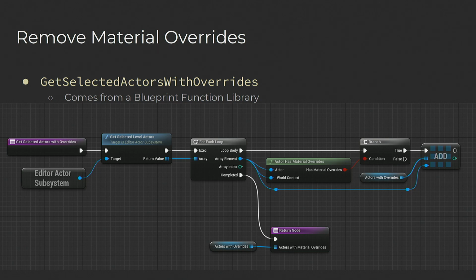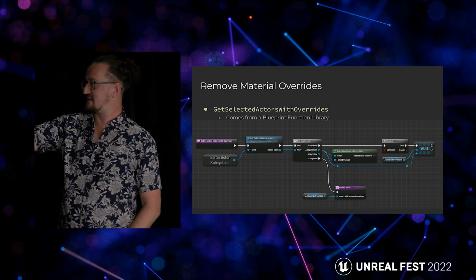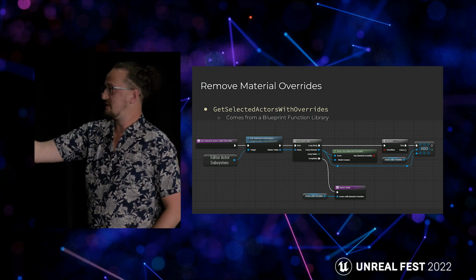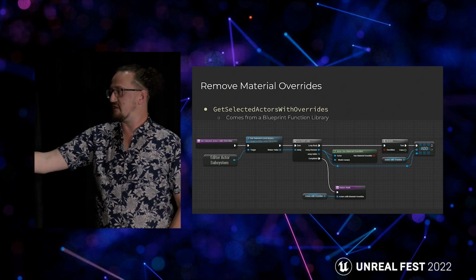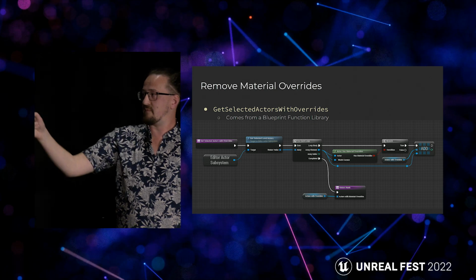I have exposed this function here. Actually, this could also be in the Blueprint function library because then we can use it anywhere. All it does is call the editor actor subsystem, gets the selected level actors, and then iterates through them and calls that little function that we already wrote, right? That just takes an actor and returns a bool. So if it passes that condition, we add it to an array, and then we return the array at the end. Because that now means we've got this nice little function that we can use anywhere to just say, get selected actors with material overrides, and it will give us that.